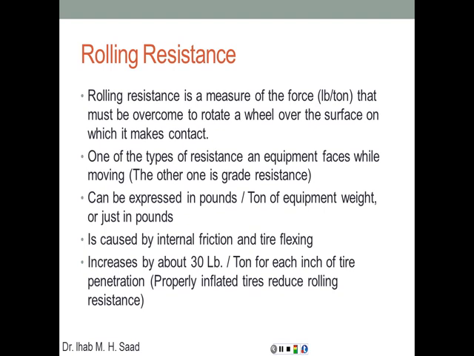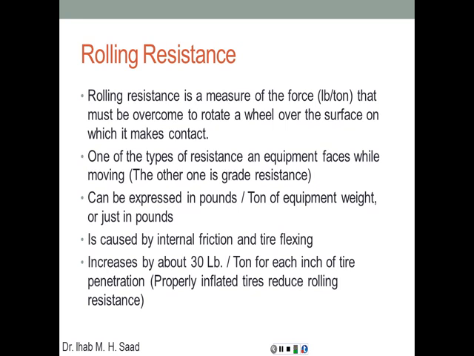Now that weight of the equipment is going to change depending on whether the equipment is empty or loaded. So when it's loaded and going to dump, it's going to be moving forward full, so it's going to be heavier, therefore the resistance is going to be much more. When it's coming back, it's going to be empty, therefore the resistance is going to be less than the previous case. It is caused by internal friction and tire flexing. Tire flexing is very important.